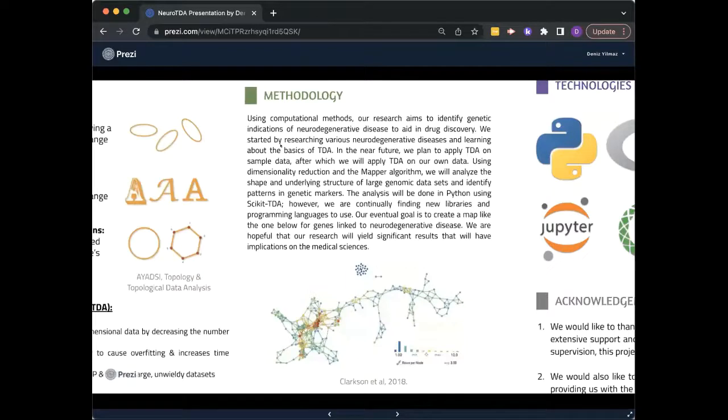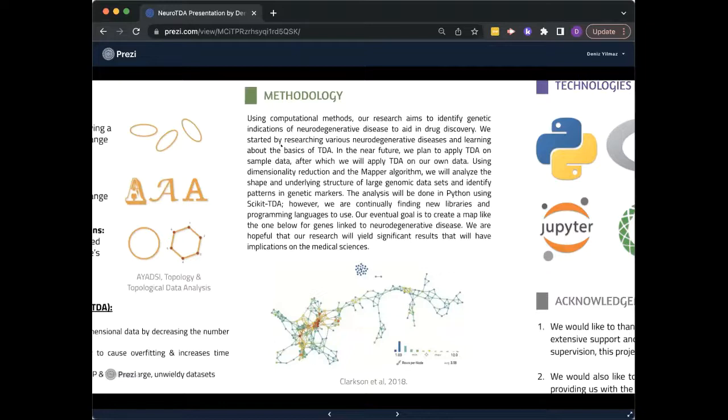I'll be talking about the methodology. Our research aims to identify genetic indications in neurodegenerative diseases, and also for drug discovery. We first started off by researching various neurodegenerative diseases, and we also researched some genome sequencing and basic genome knowledge. We also researched the basics of TDA. In the near future, we plan to apply TDA to our own data, but for now, we're applying it to sample data for practice. We are also using dimensionality reduction and the mapper algorithm. With that, we'll analyze the shape and the underlying structure of large genomic data sets and identify patterns.